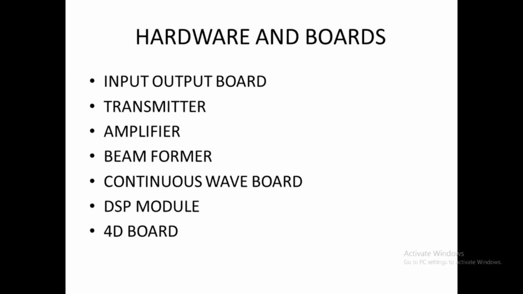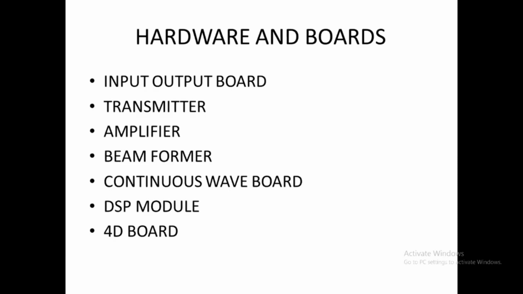So, hardware and boards. I have given you a list of hardware and boards. As you can see, there is an input-output board, a transmitter, amplifier, beamformer board, continuous wave board, DSP module, and a 4D board. So what is an input-output board? An input-output board is nothing but a board that helps to switch on and switch off the system. When you switch it on, you need the help of the input-output board to switch off the system.